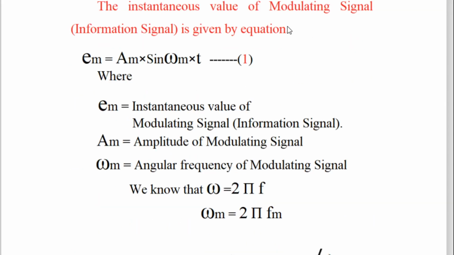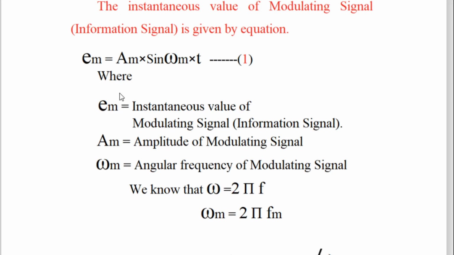Now here, that elaboration is given. The instantaneous value of modulating signal, that is the information signal, is given by the equation Em equal to Am into sine omega m into t. And what is this Em here? It is written clearly: Em is the instantaneous value of modulating signal, that is, the information signal.